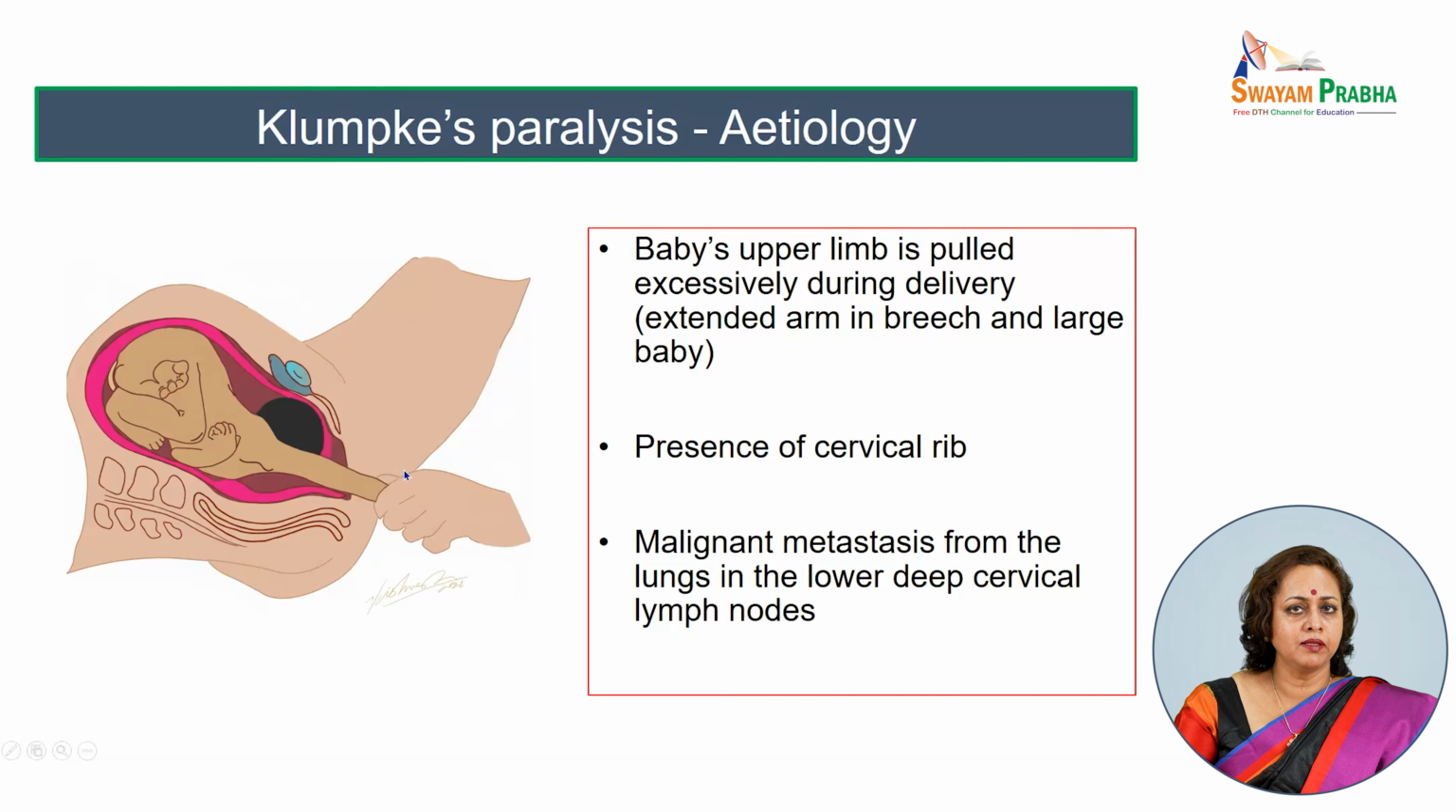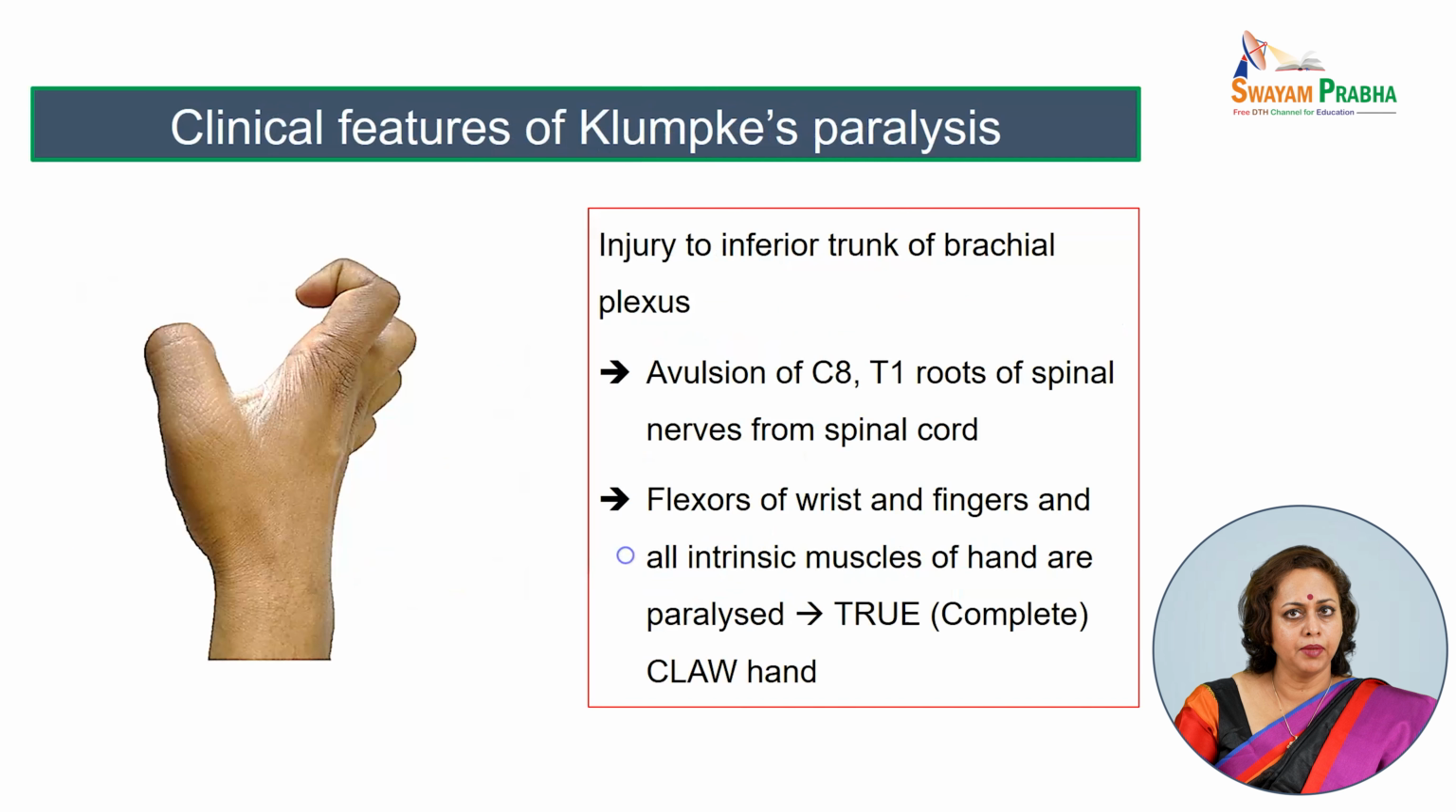Even in a breech presentation, sometimes the shoulder has not delivered while the breech is being delivered. So again the arm can get extended and it can be involved in Klumpke's paralysis. Presence of a cervical rib, as I already explained to you, is anything that makes T1 arch over even more. A cervical rib is a rib present on the C7 vertebra, and it makes C8 arch even higher and undergo traction injury. Then we have listed here malignant metastasis from the lungs in the lower deep cervical lymph nodes, which can also compress these lower nerve roots of the brachial plexus.